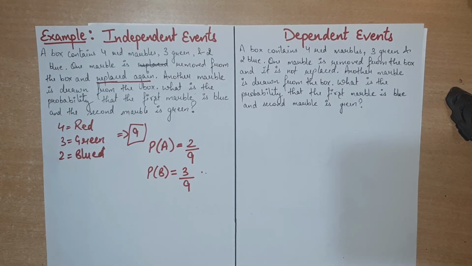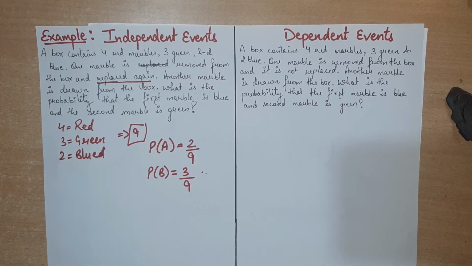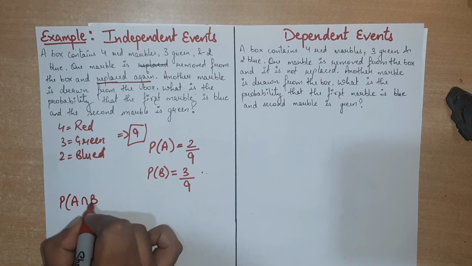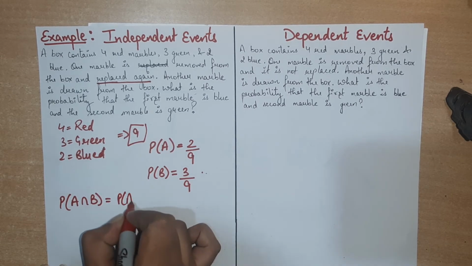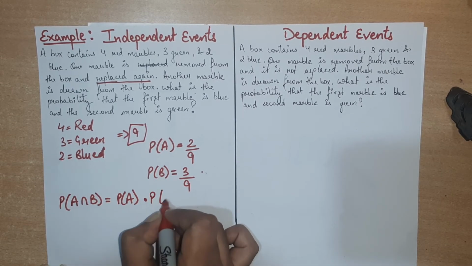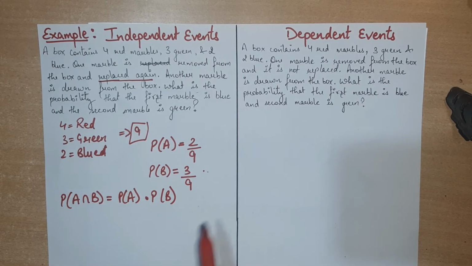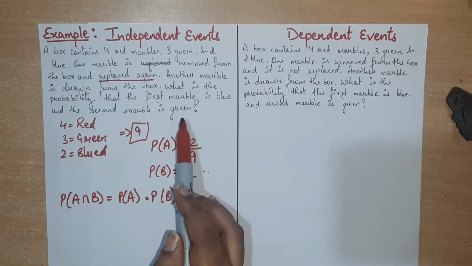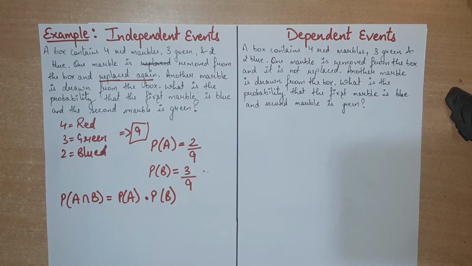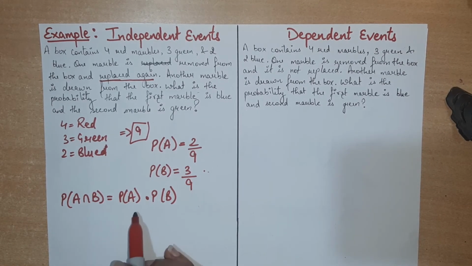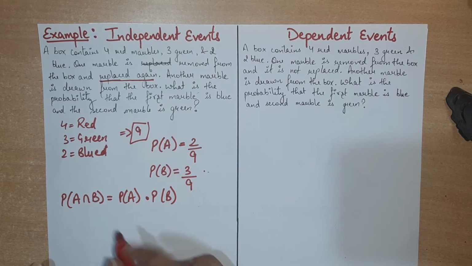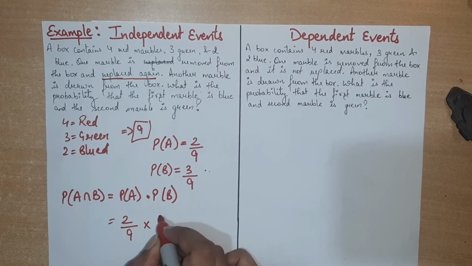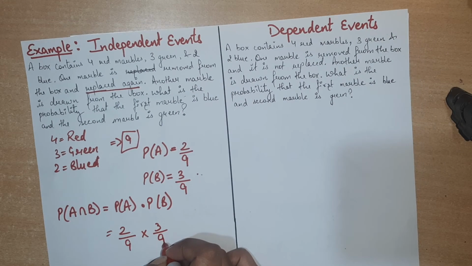So with the formula of independent events, probability of A and B is equal to probability of A multiplied by probability of B. They are asking for the probability that the first marble is blue and the second marble is green, the probability of both the events. So we will use this formula as they are independent events. After putting these values, we have 2 by 9 multiplied by 3 by 9.